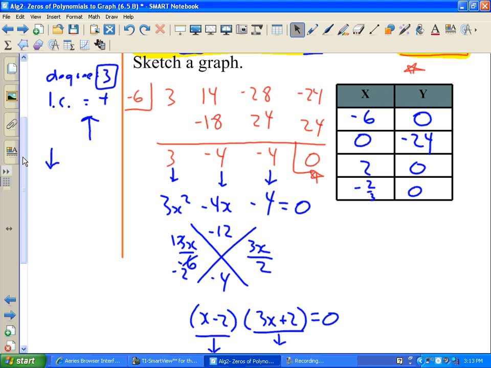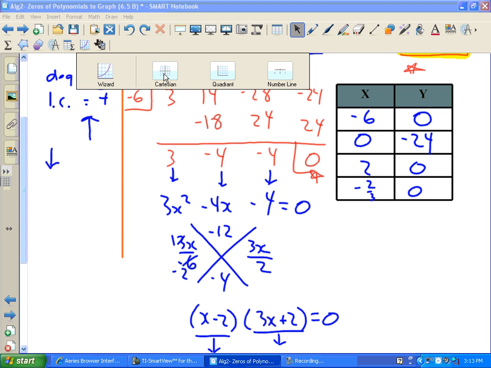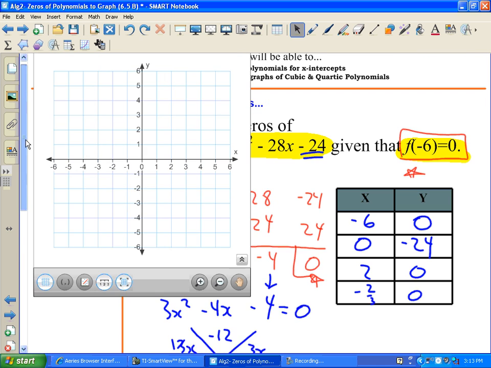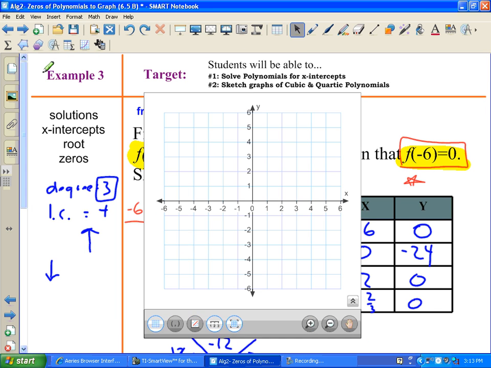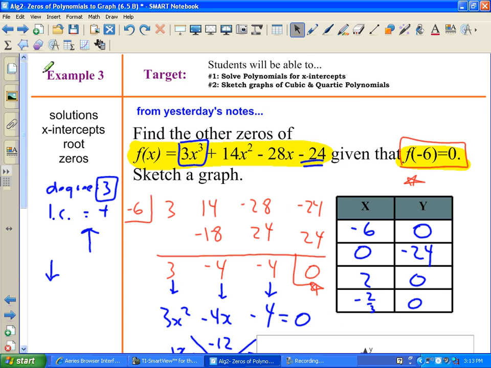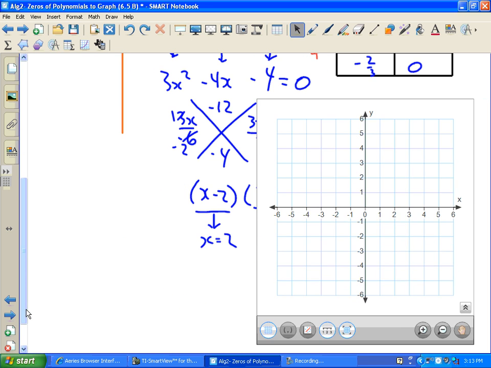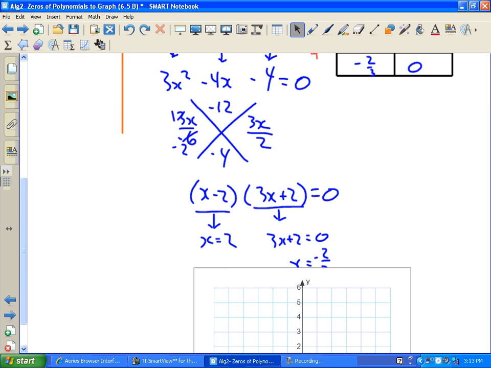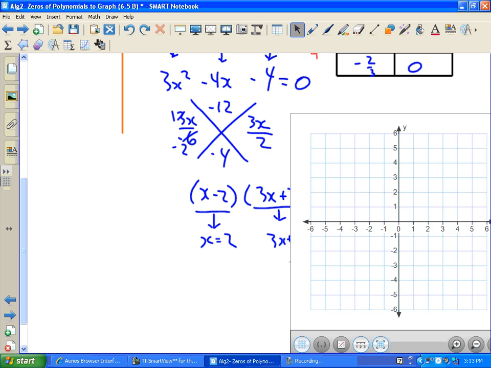All right, I know the end behavior on this graph. I know my roots. I know my y-intercept. That's what I need to go ahead and sketch this thing. And I'm going to do that right now. And bring this bad boy down. You guys are probably getting dizzy as you watch this video. And I'm going to put it right up here.